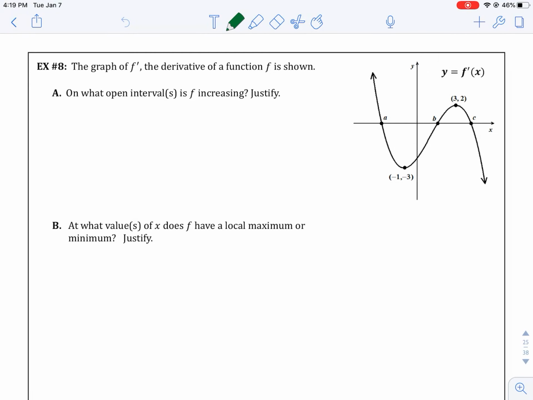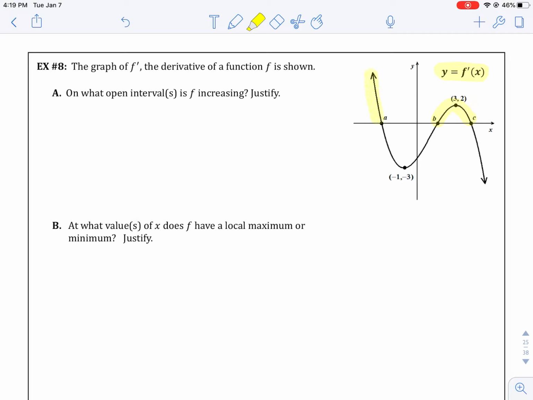All right, guys, let's finish this up. So when you're given a graph, just make sure you know what graph you're looking at. So we are looking at the graph of the derivative, f prime. So when is the original function f increasing? Well, it's increasing when the derivative is positive, so it'll be above the x-axis. So from here to here and from here to here.